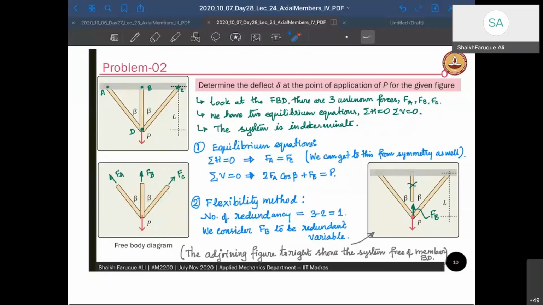Now I have to find a redundant. So I have now 2 unknowns, FA and FB, and I have only 1 equation. Right? I have already consumed my H equation, so that is no more useful.